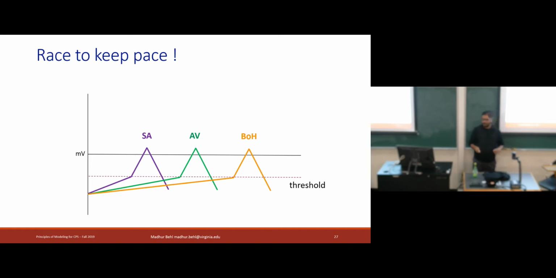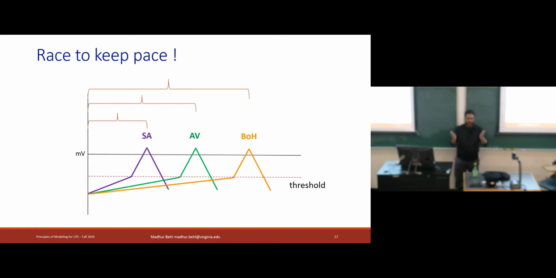The only difference is that the rest period for these other nodes is much longer than the SA node. So it takes a much longer time for the atrioventricular node to reach its threshold before which it can depolarize. And this behavior is what is responsible. It's almost like each of them wants to depolarize, but the SA node does it the quickest. And since it is the first one to depolarize, the depolarization signal from the SA node reaches the other two before they have a chance to depolarize themselves. So there's almost like a race to keep the pace of the heart. Right? So who can depolarize first and take control of how the heart works?